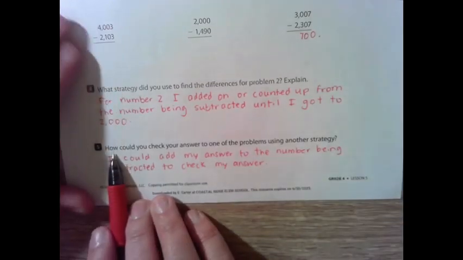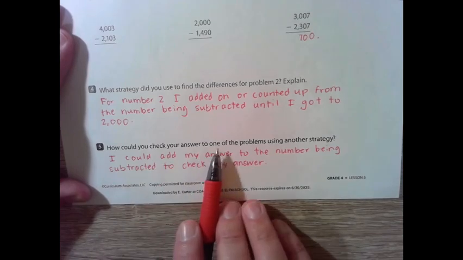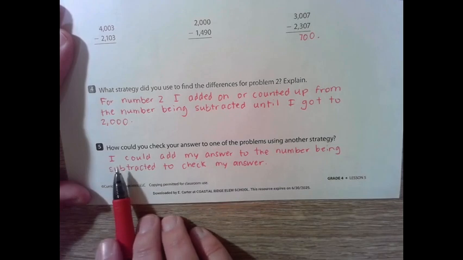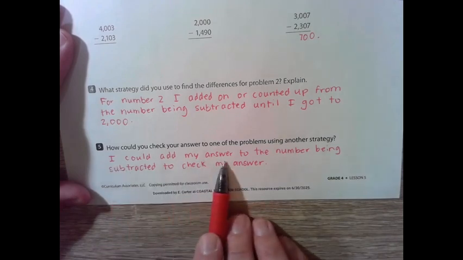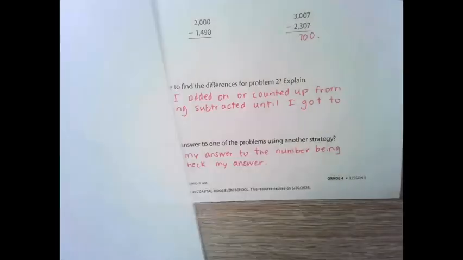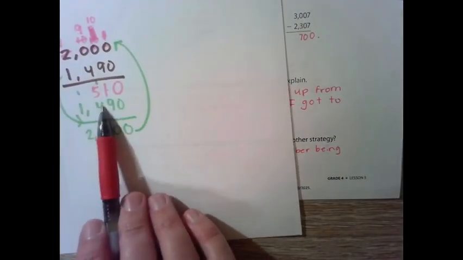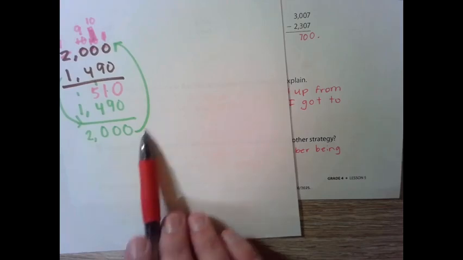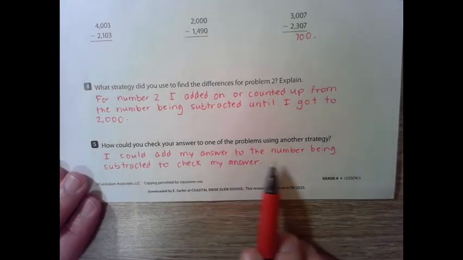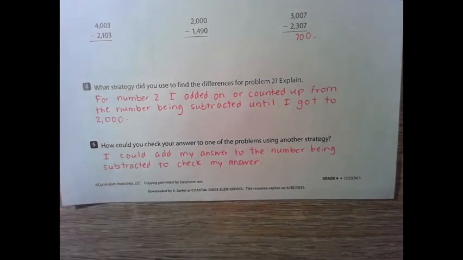And it says here, number 5, how could you check your answer to one of the problems using another strategy? So I chose to write down, I could add my answer to the number being subtracted to check my answer, like I did here. So that's what I wrote here.